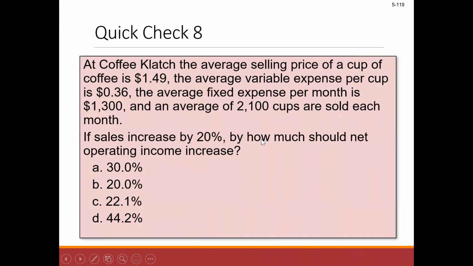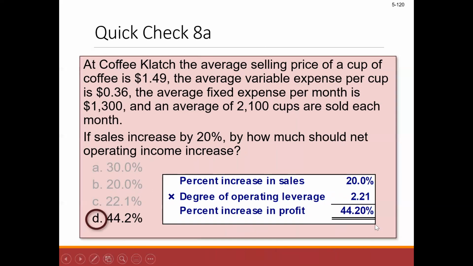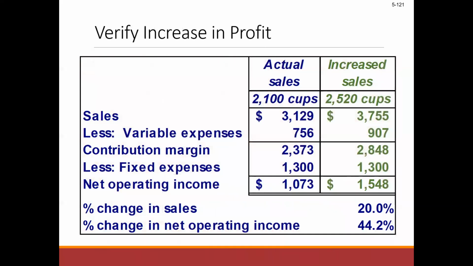Now, if sales increase by 20%, how much will net operating income increase? We would show 20% times the 2.21 means our growth in profit will be 44.2%. You can figure that out by looking at 1,073 and then the 1548. And you can basically show the difference, like the 400 some dollar increase, divide that by our original operating income.